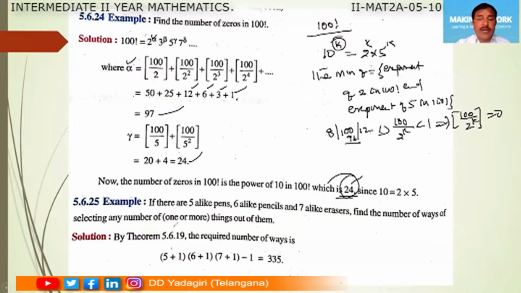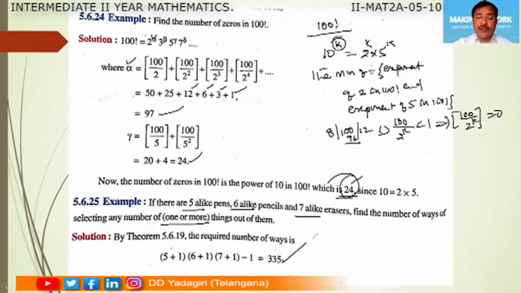Okay. And next example, if there are 5 alike pens and 6 alike pencils and 7 alike erasers, find the number of ways of selecting any number of things out of them. So this is the clear example which suits the formula (p plus 1)(q plus 1)(r plus 1) minus 1. 5 things are alike of one kind, 6 things are alike of second kind, 7 things are alike of third kind. Then the number of combinations by selecting any number of elements, one or more at a time, is equal to (5 plus 1)(6 plus 1)(7 plus 1) minus 1. That is equal to 335.